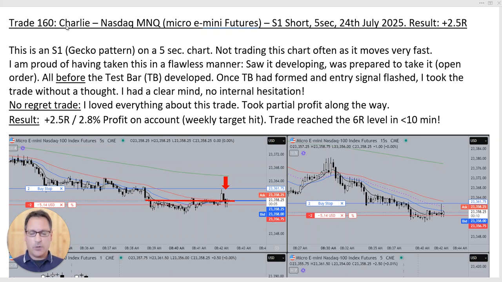He lives in the US, but he could live in any part of the world and trade this at any time of the day, because these are global futures and they're basically traded 24 hours a day. Now, this is a Nasdaq and the micro E-mini future.